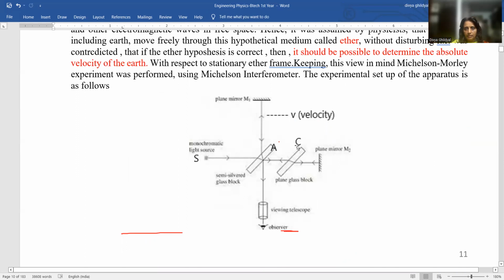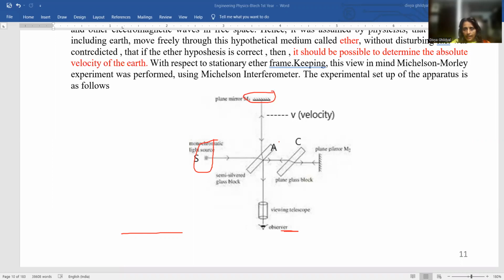Here is the experimental setup of the Michelson Morley experiment. What exactly is happening here is that a monochromatic source of light has been taken. Two plane mirrors M1 and M2 are kept like this, and a telescope is used for observing the fringe pattern. Two glass plates, one semi-silvered and one plane, inclined at an angle of 45 degrees, are taken.